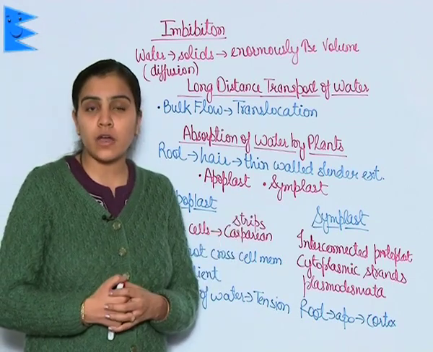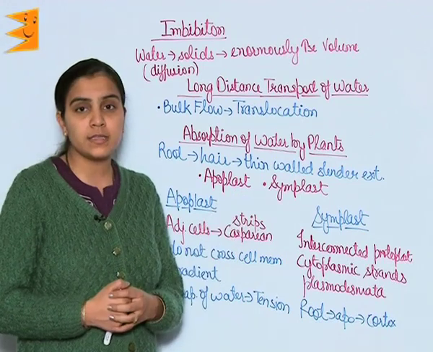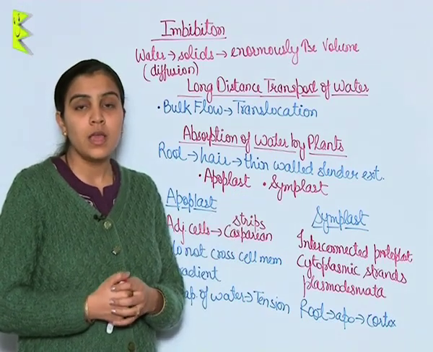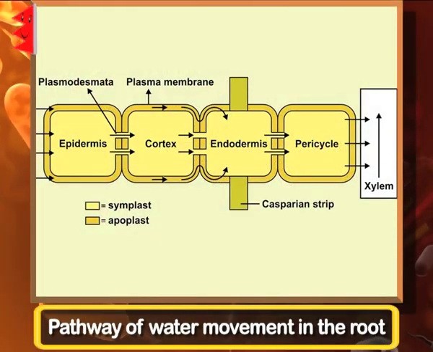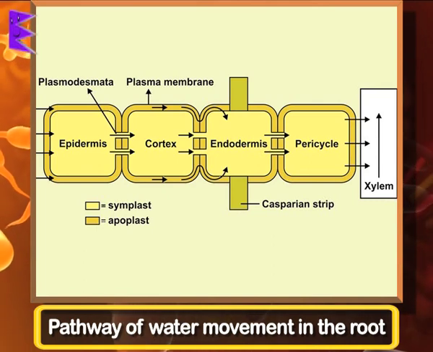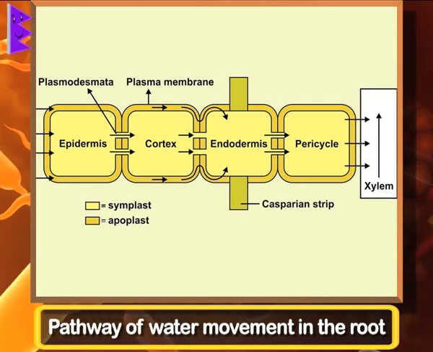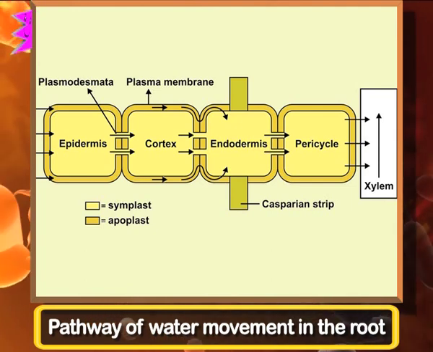Two mechanisms are responsible for the absorption of water: the apoplast mechanism and the symplast mechanism. You can see in the diagram the apoplast and symplast mechanisms. You can see how water is moving in the case of apoplast and how water is moving in the case of symplast, and finally reaching the xylem.